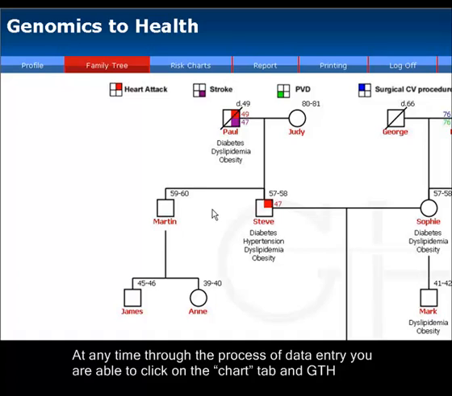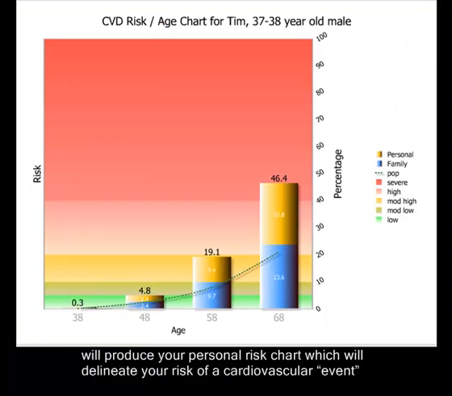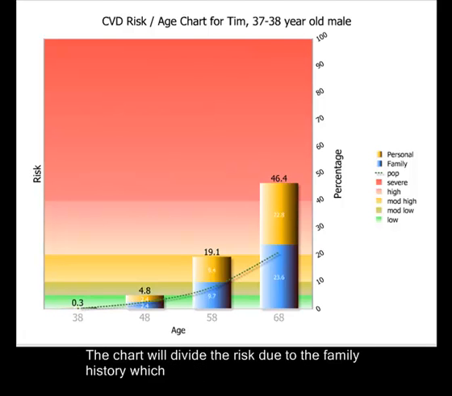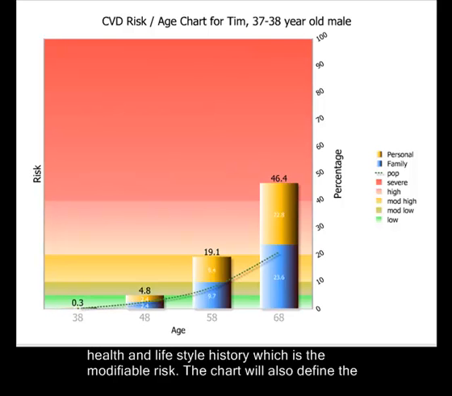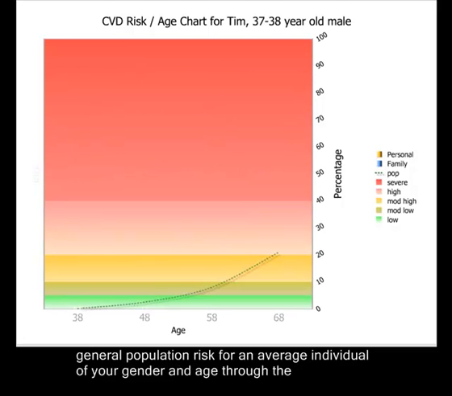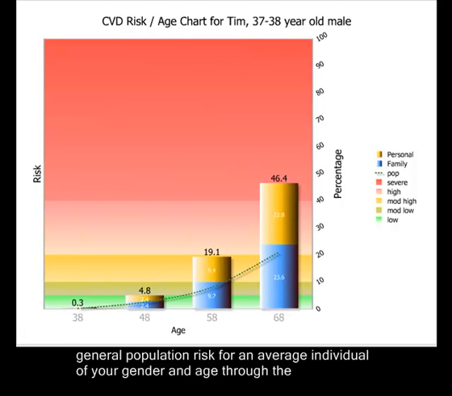At any time through the process of data entry, you are able to click on the Chart tab and GTH will produce your personal risk chart, which will delineate your risk of a cardiovascular event, such as a heart attack or stroke, at your present age and through the next 10, 20, and 30 years. The chart will divide the risk due to the family history, which is the non-modifiable risk, and the risk due to your own health and lifestyle history, which is the modifiable risk.